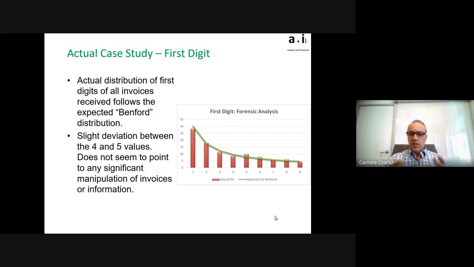But when you do the analysis and you're looking for significance, it's not significant. So even though there's a little variation, it's not enough to say that something interesting or bizarre is happening. So in this case, it would pass, right? It would say check mark. You don't have a problem or perceived problem, any significant manipulation of invoices or information.